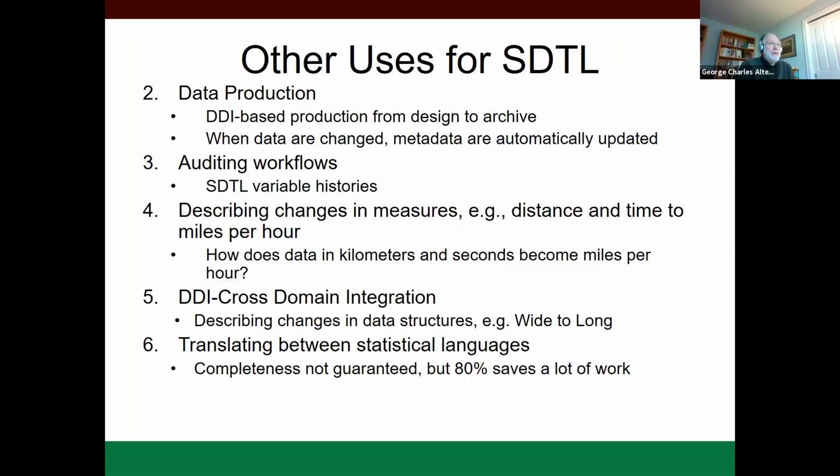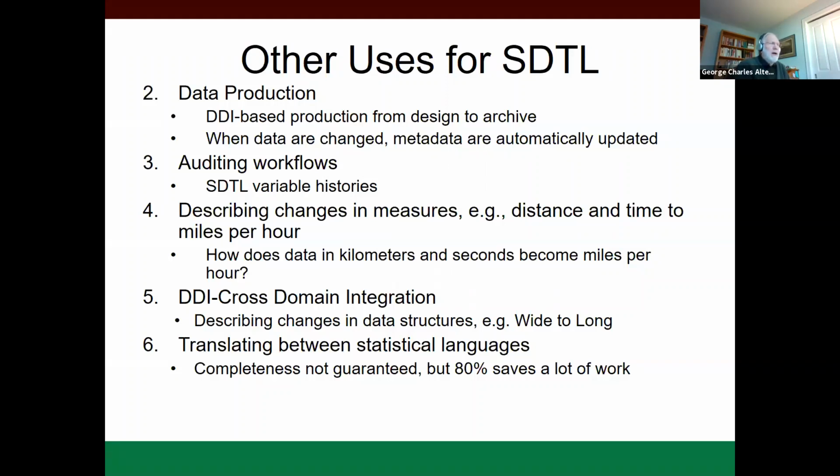A second thing that you can do with DDI is you can actually audit the scripts that you use to create, to change the data, because SDTL produces variable histories. As you saw in the codebook that I showed you, you can assemble all of the SDTL that affects this variable, and you can actually go backwards to the previous variable. So it's possible to pull together a full history of a variable by assembling the various SDTL parts.